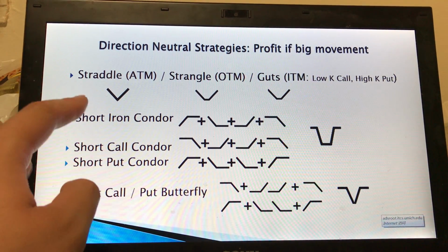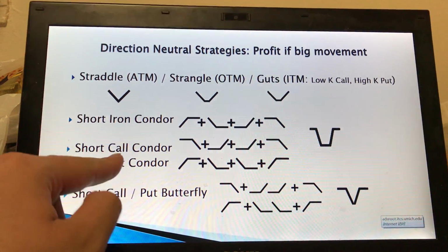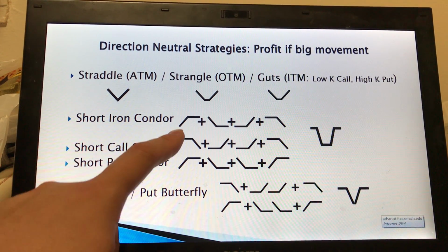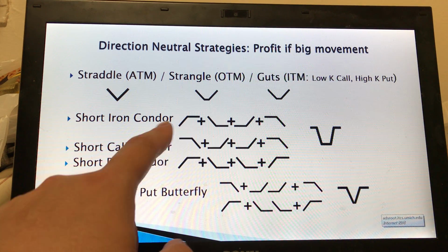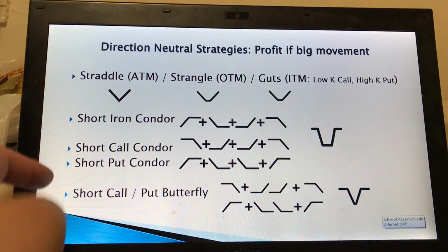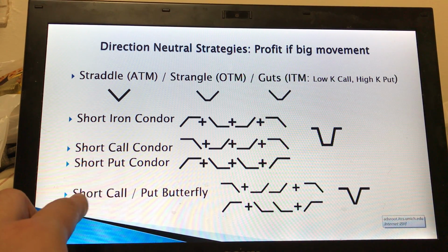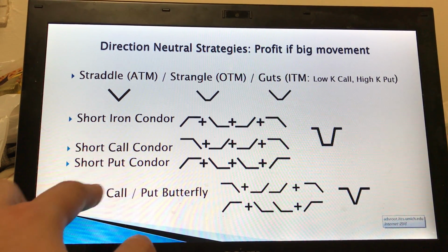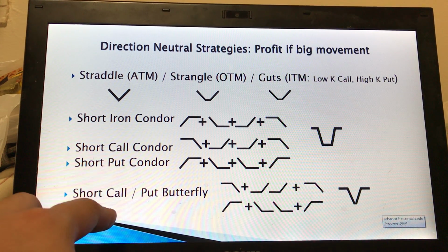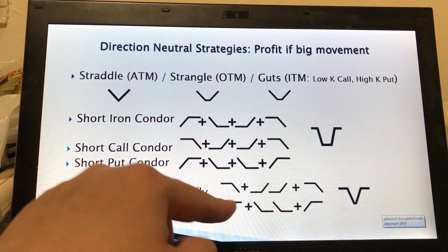So these three are the short position versions of the iron condor, the call condor, and the put condor. You can see that all these positions are reversed, and it somewhat looks like this. And the short call and put butterfly is also the inverse position of the long call and put butterfly. You can see all these positions are inversed.